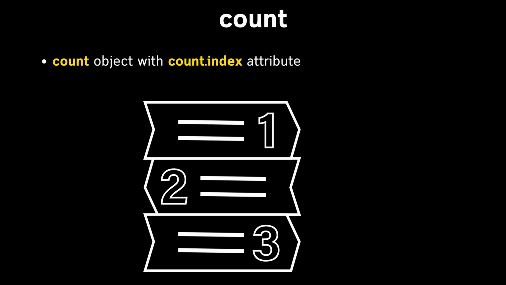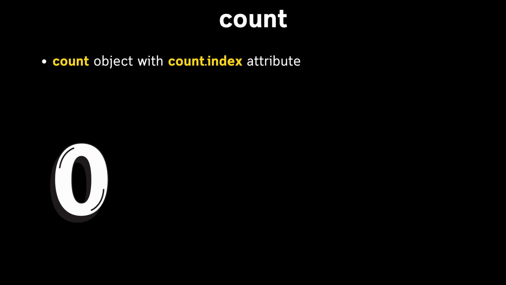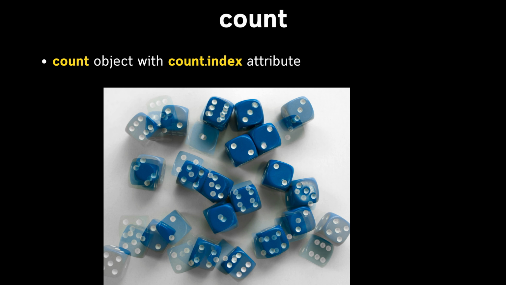When you use count, you get access to a special object called count, and this object has one key attribute, count.index. Count.index provides you a unique index number for each instance that the resource block is creating, and this number starts from 0. In simple terms, Terraform loops from 0 to count minus 1, the number you provided, and creates multiple resources and assigns a unique count.index for each one.